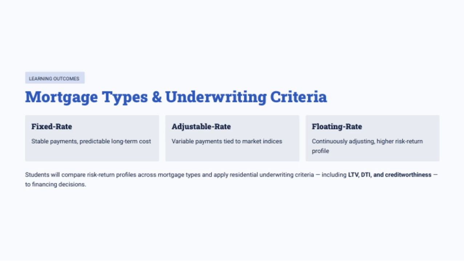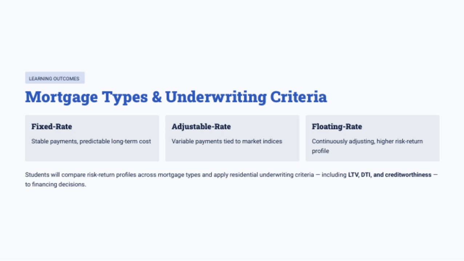For example, with a floating-rate mortgage, payments are tied to market indices, which means they can fluctuate over time. This can be advantageous if rates go down, but it also introduces some uncertainty. On the other hand, adjustable-rate mortgages offer stable payments with predictable long-term costs, providing more certainty for borrowers. Fixed-rate mortgages, of course, lock in a constant interest rate, giving borrowers peace of mind and easier budgeting.